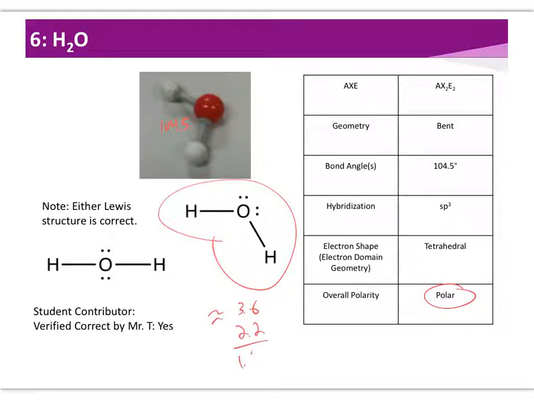Hydrogen is 2.2, that's a difference of 1.4. And because water is bent, the overall polarity is towards the oxygen. So we would draw an overall dipole towards the oxygen, with the hydrogens having a slightly positive partial charge and the oxygen with a partial negative charge.